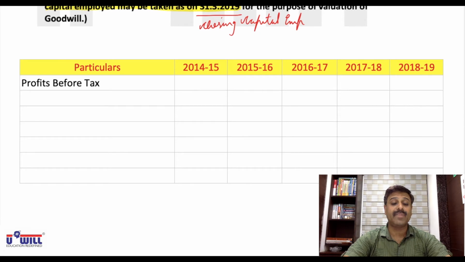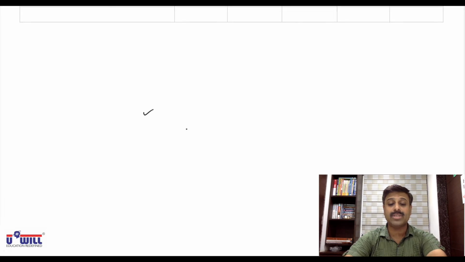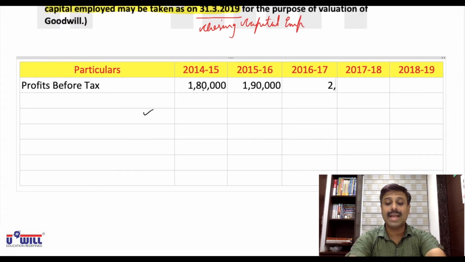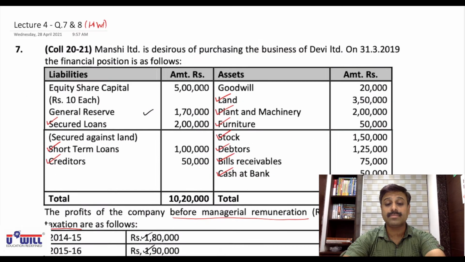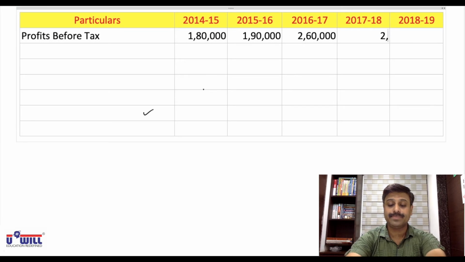Be attentive. Very first, the profits before tax given in the beginning are, see here, 1,80,000, 1,90,000, 260, 250, 280. Okay, 180, 190, 260, 250, 280. So 1,80,000, 1,90,000, 2,60,000, 2,80,000, 2,50,000, and 2,80,000.